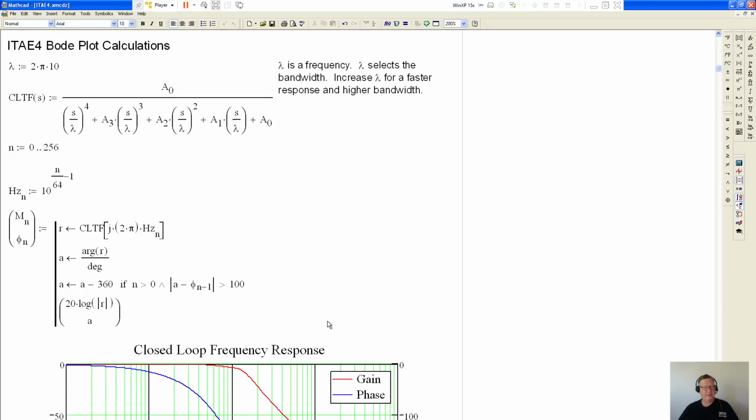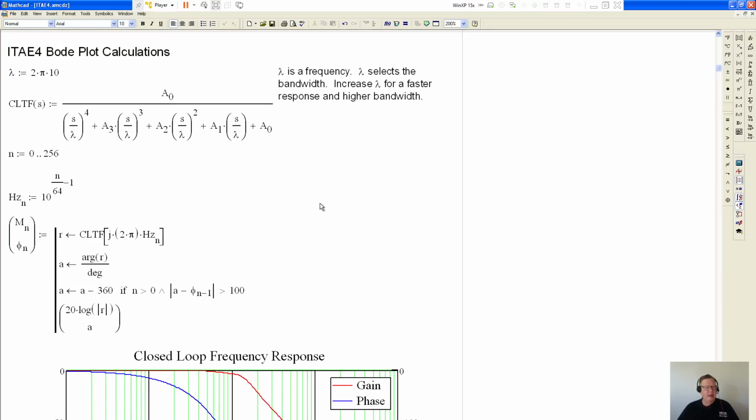But let me explain what this lambda is all about. If I just calculated these coefficients and it didn't include lambda, what would happen is we'd get a very slow response, and the frequency or bandwidth would be about 1 radian per second. And this is how you increase or decrease the bandwidth. So here I've got the bandwidth set to be about 10 hertz, which is 2 times pi times 10 radians. And this goes in the denominator for each power of s.